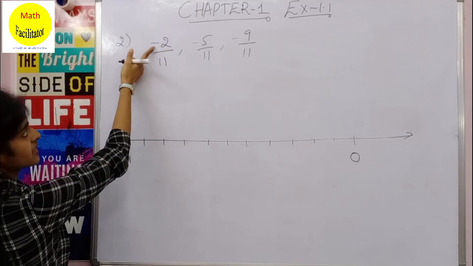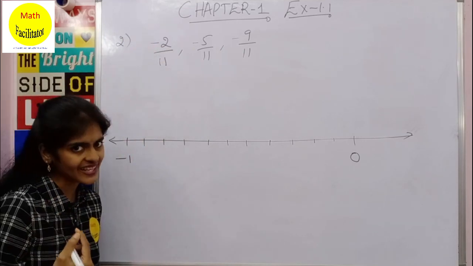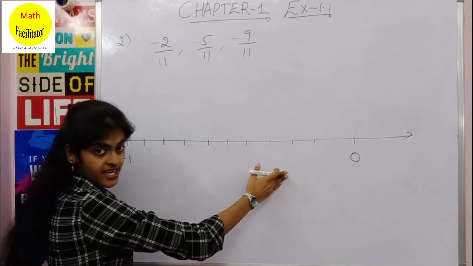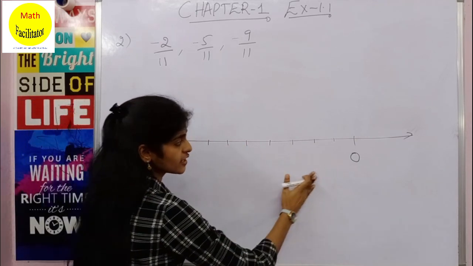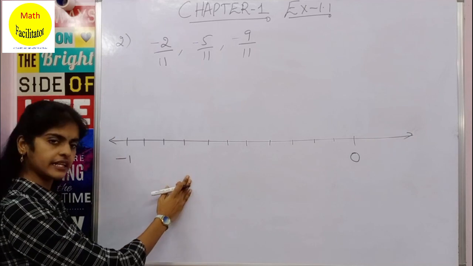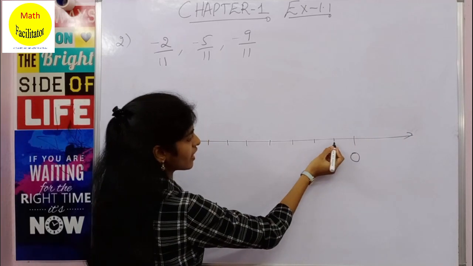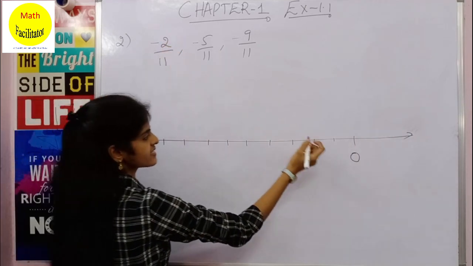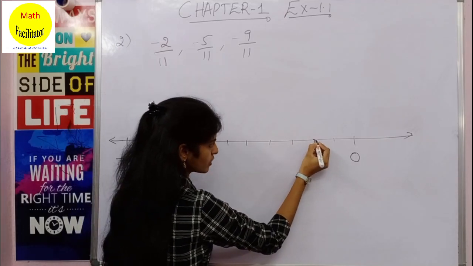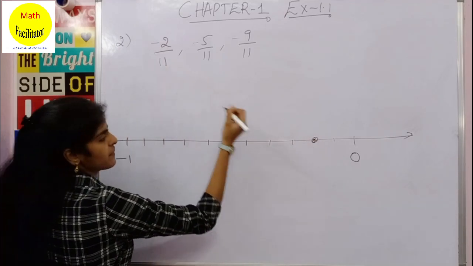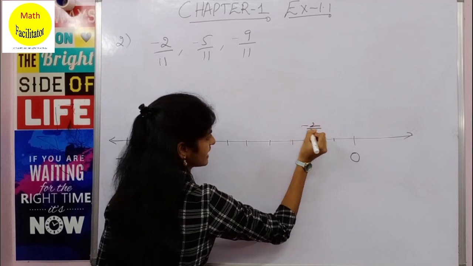The numerator tells you which part you have to take into consideration. So from 0 you will start. Be careful, from 0 you will start, not from here. Clear? From 0 you will count 2 parts, since the numerator is 2. So 1, 2. This is nothing but minus 2 by 11.